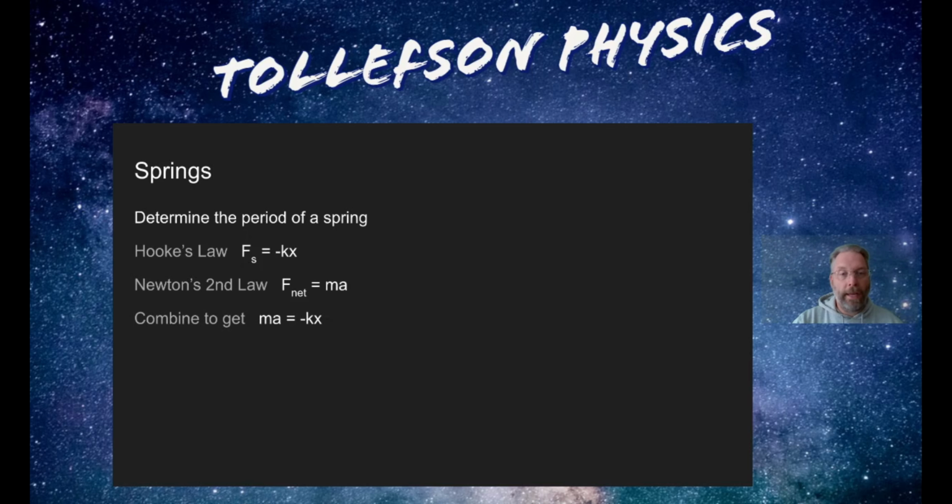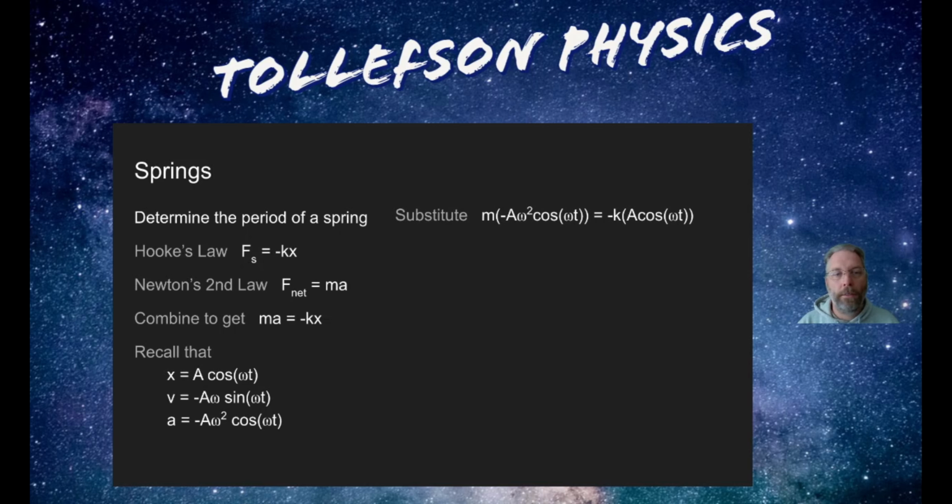Then we're going to remember these equations that came from looking at the slope of a position time graph. And we're going to use that to substitute in for x and substitute in for a. So we're going to do that next. As you can see, a equals the negative cosine function, and x equals the cosine function. We can simplify that, and a lot of stuff drops out, and we end up with the mass times the angular frequency squared equals the spring constant.